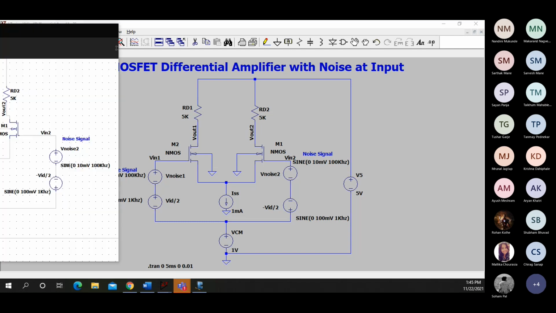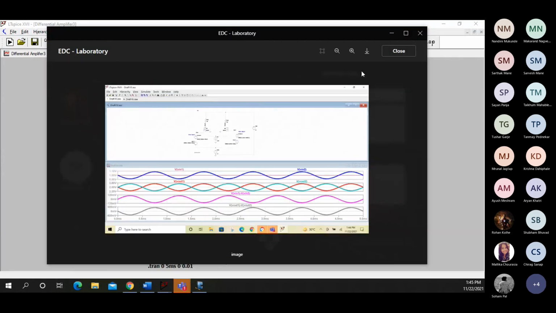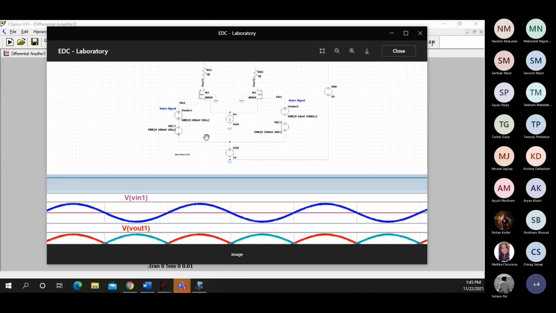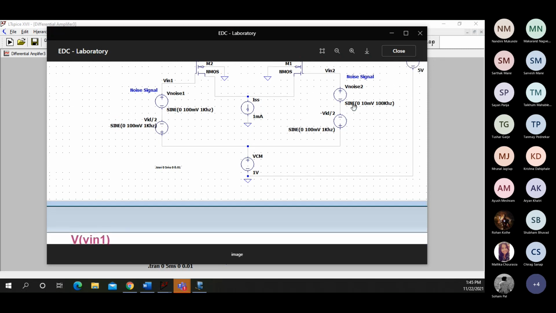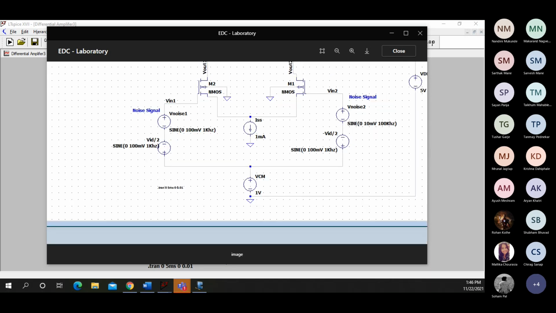Tanvi, see here. This noise signal is 10 millivolts. This should also be 10 millivolts. Got it? Yes, sir. I will correct it. Here, this should be 100 kilohertz.